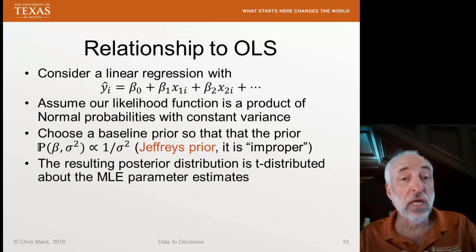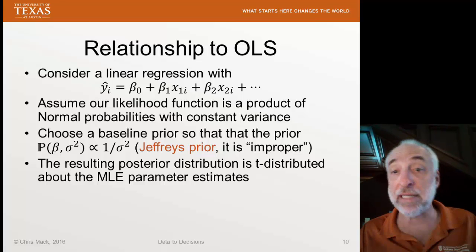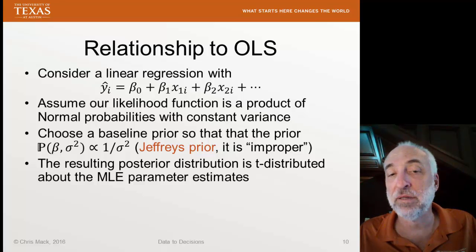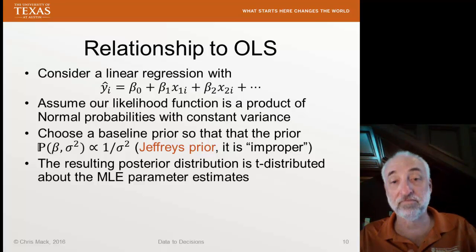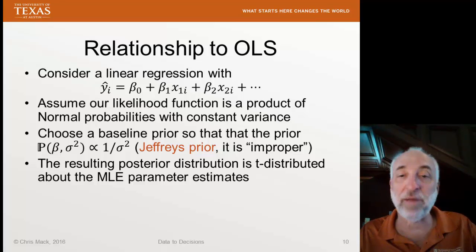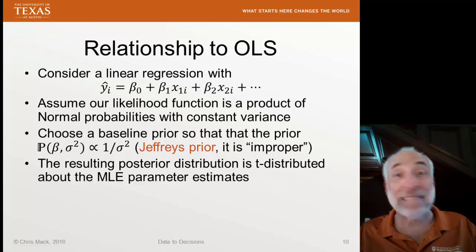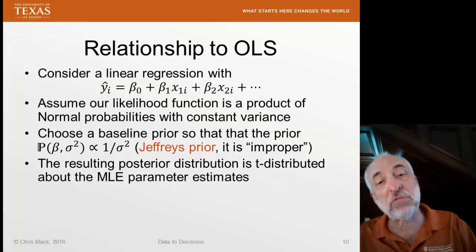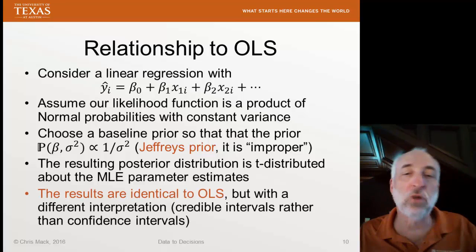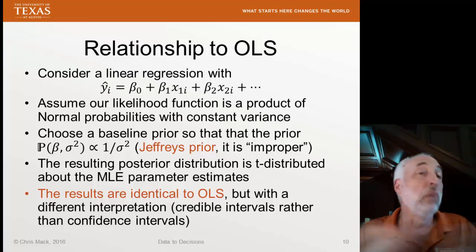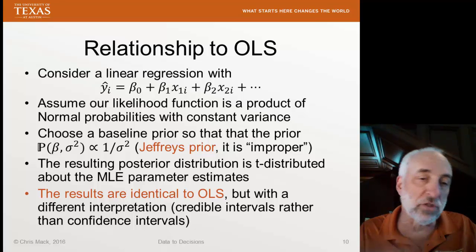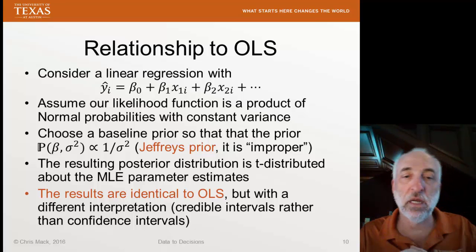Mathematically, we can go through the calculations, and the resulting posterior distribution is centered about the maximum likelihood parameter estimates. Well, that's exactly what we get when we do ordinary least squares regression. So with the Jeffreys prior, Bayesian regression becomes identical to ordinary least squares regression, but with a slightly different interpretation. For example, credible intervals versus confidence intervals. We'll talk about that in a moment.